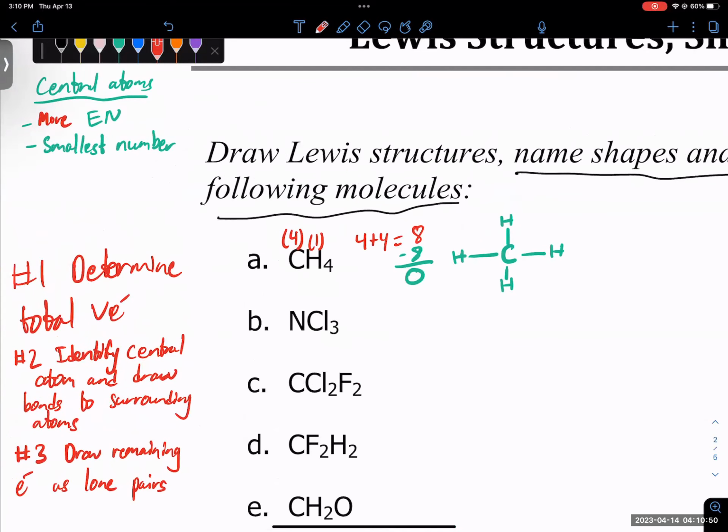So let's do this next one, NCl3. What's our total number of valence electrons? How many total valence electrons do we have?